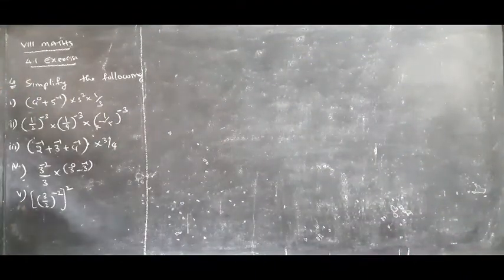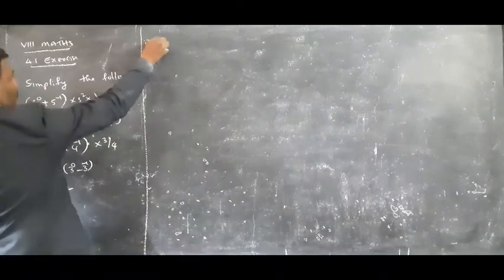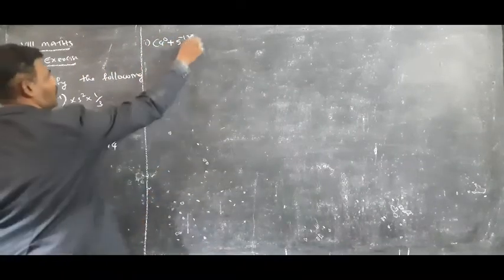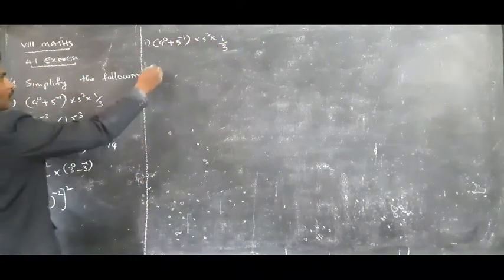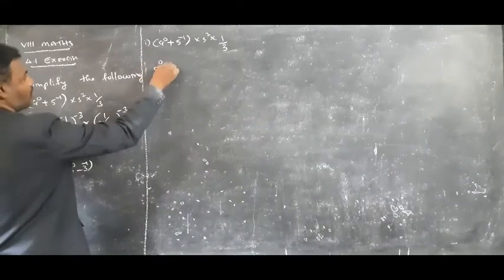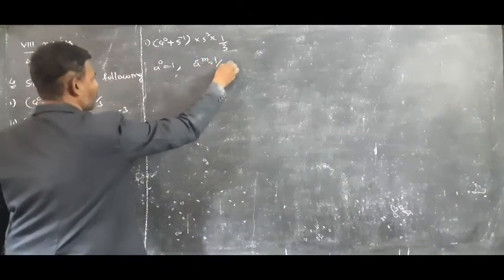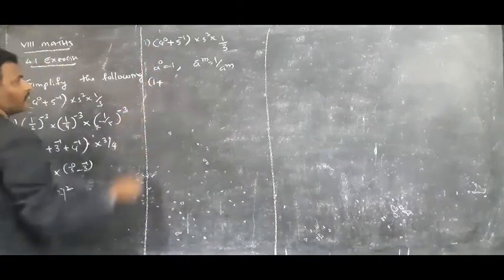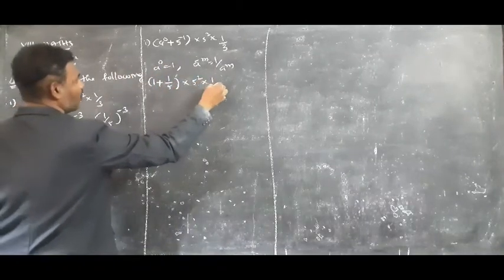Simplify the following. What is the first question? 4 power 0 plus 5 power minus 1 into 5 power 2 into 1 by 3. In this I am going to use two laws of exponents: a power 0 is equal to 1, and a power minus m is equal to 1 by a power m. By using that, 4 power 0 we can write as 1, and 5 power minus 1 is nothing but 1 by 5, into 5 power 2 into 1 by 3.